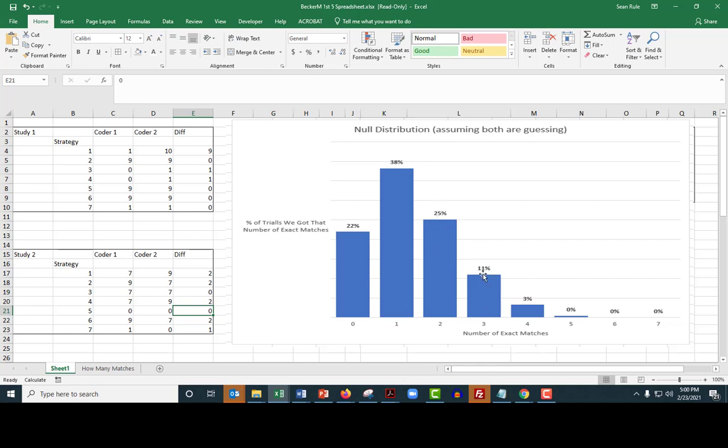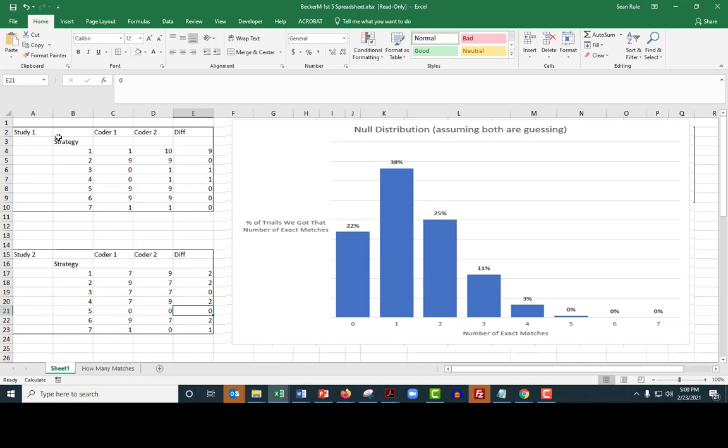Well, 25% plus 11% is 36%, 39% or so. So assuming that our coders are guessing, there's about a 39% chance. 39% is pretty large. So that means we can't rule out that coder 1 and coder 2 could have had these results due to chance.